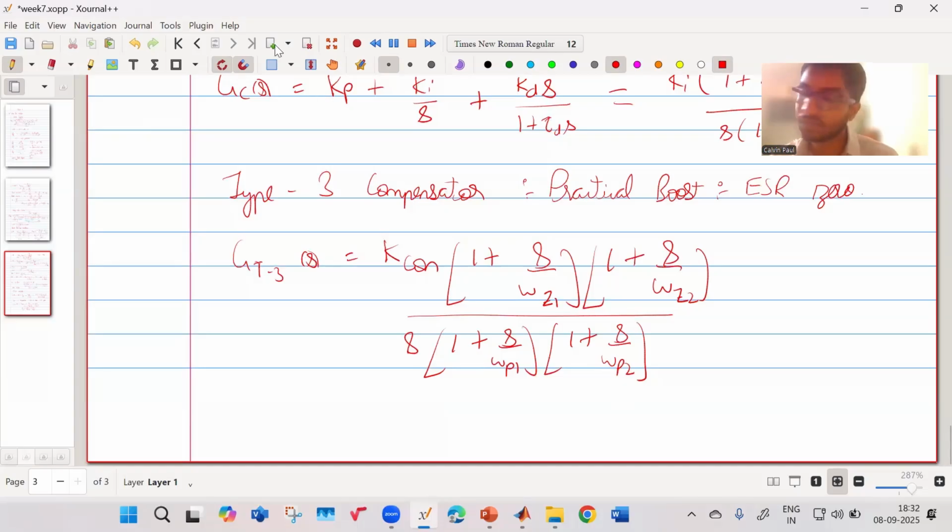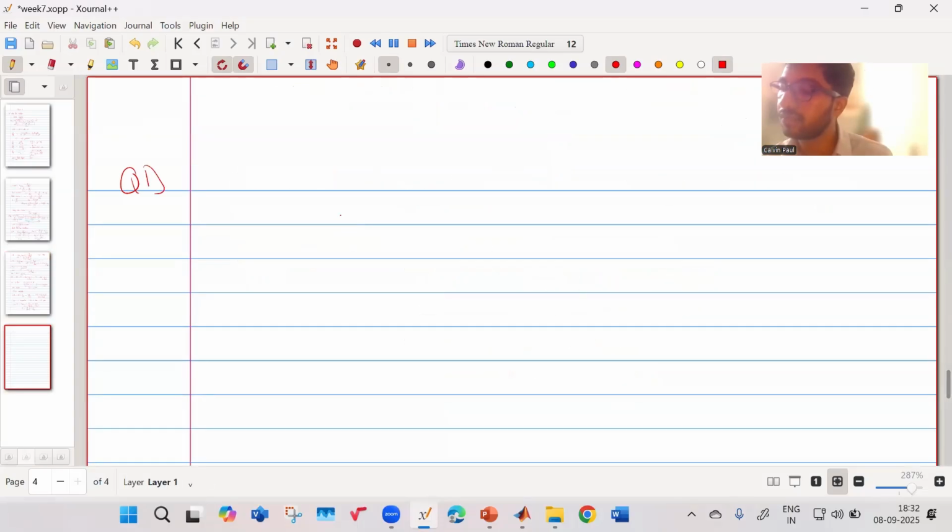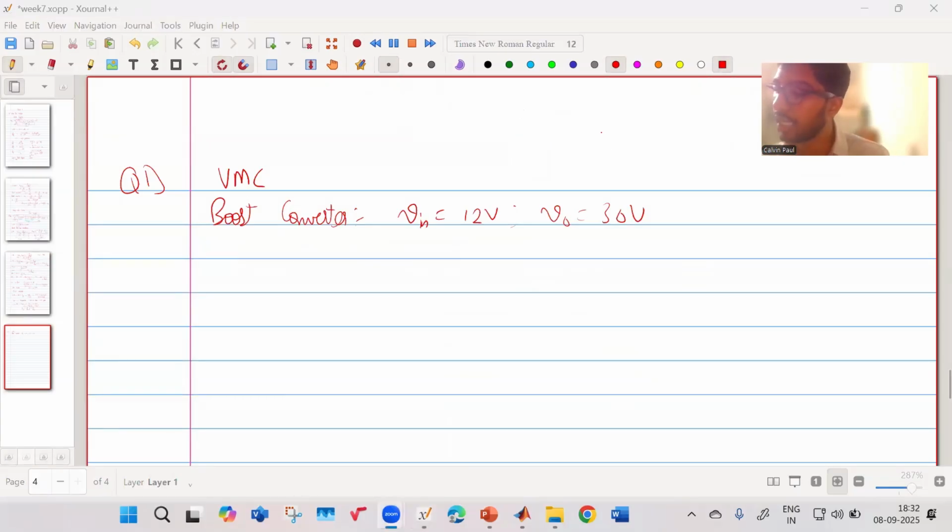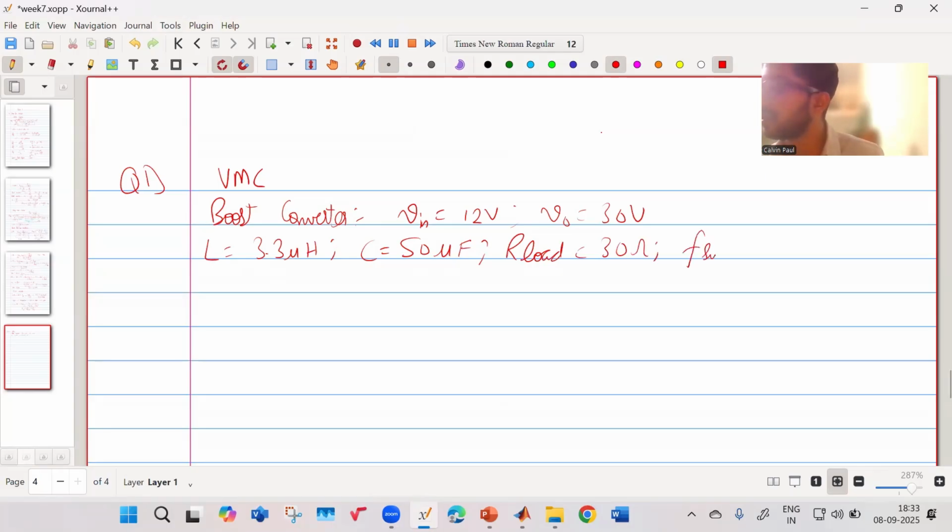Let's go to the question. Question 1: we have voltage mode control. There is a boost converter. Input voltage is 12 volt, output voltage is 30 volt, L is 3.3 microhenry, C is 50 microfarad, load resistance is 30 ohm, and switching frequency is 200 kilohertz.